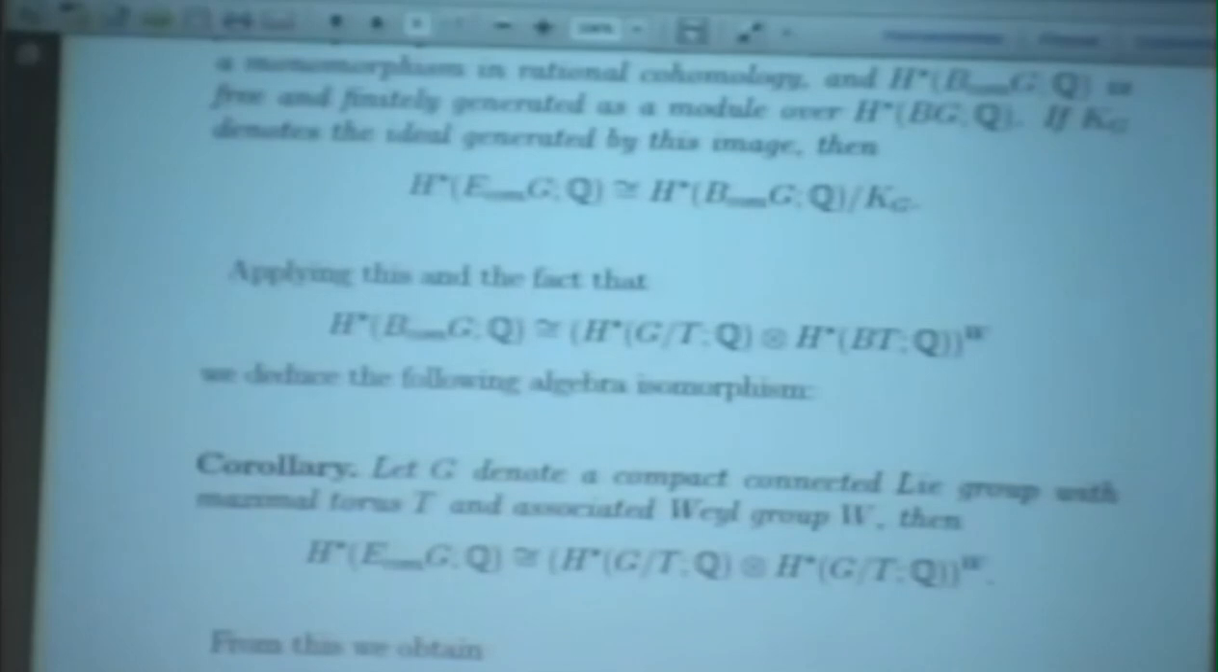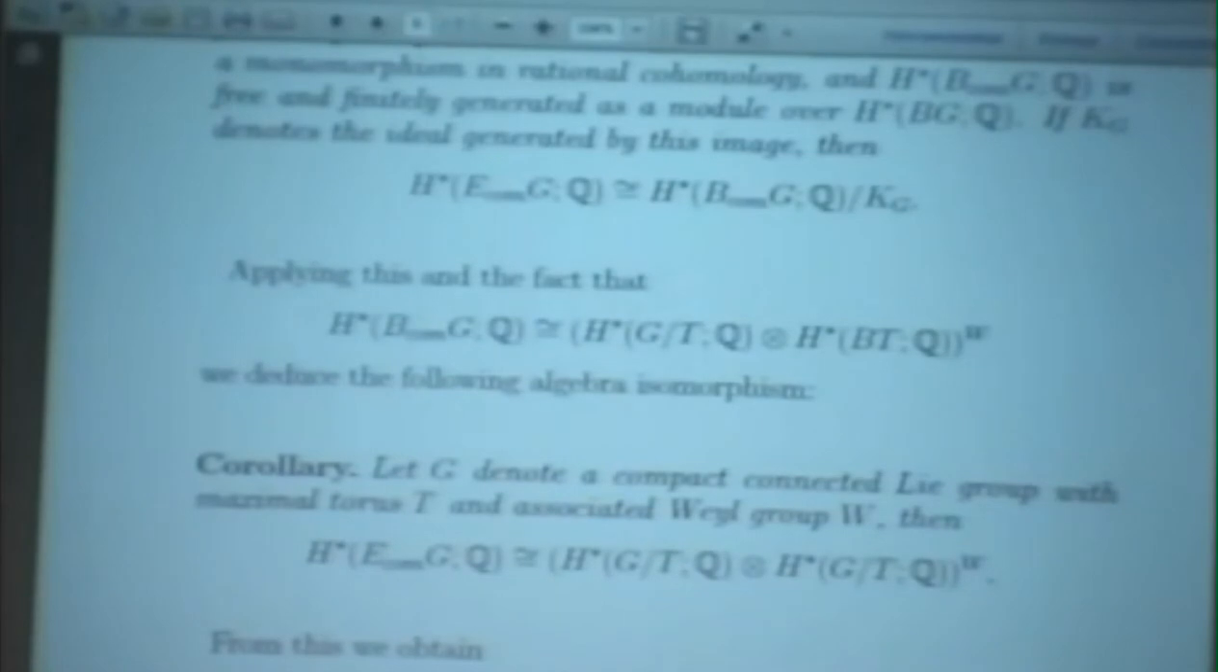Now, we have the following observation that was made in the paper that Fred, Enrique, and I wrote. If you look at E_com G, you can compute it as the cohomology of G/T tensor the cohomology of BT with the diagonal action of W. W is the Weyl group, so it's acting diagonally.